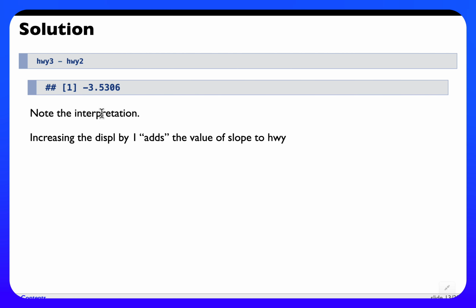And that is an important concept, that increasing the displacement by 1 adds the value of slope to highway. I say adds in quotes because the thing that you add is a negative number, so it actually decreases the value of highway.